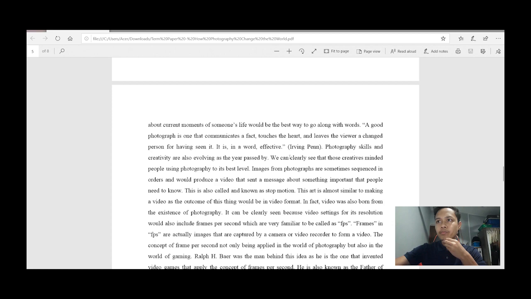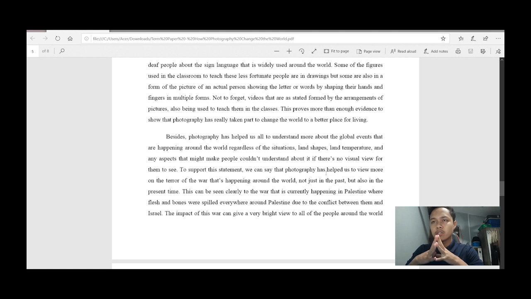So for the next, photography also helps us to understand more about global events that are happening around us, such as a war or anything, or also the poor life of other people from other countries like Africa, Palestine, or any war happening in countries like Liberia and Palestine. So yeah, photography really helps a lot in this.